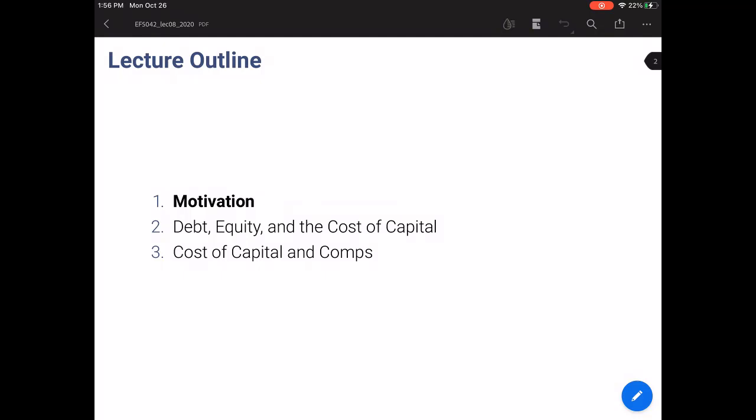We will first discuss the motivations for using CAPM and backtrack a little bit so that we understand where we are in terms of our valuation objective. Second, we'll talk about the components of constructing an overall discount rate for the firm, and that requires us to decompose our discount rate into essentially two parts: our cost of capital for debt and our cost of capital for equity. And lastly, we will talk about constructing a cost of capital through comparables.